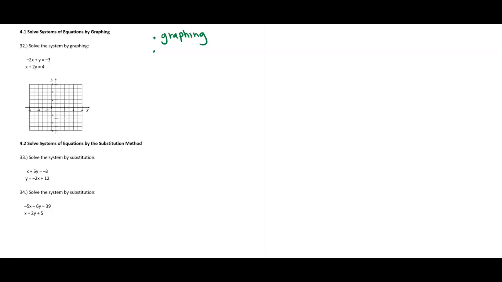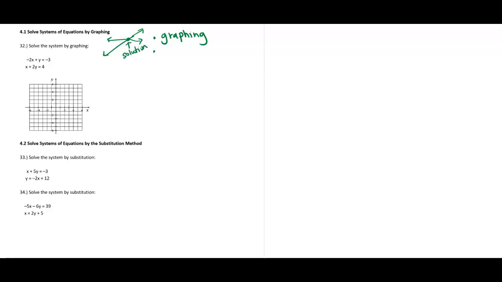Okay? But what's really happening when you're solving these systems of equations is you're graphing two lines, right? And where they intersect is your answer. This is your solution, right? Where they're intersecting.